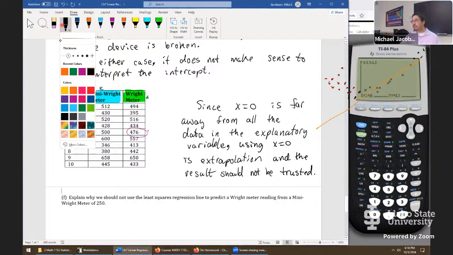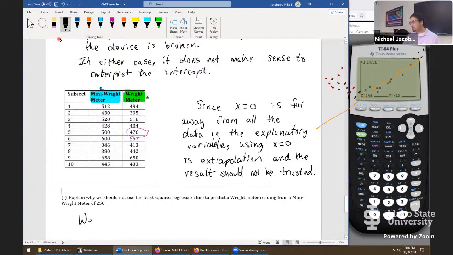Let's say here, just for our official answer, we should not use x equals 250, since this is extrapolation. What we prefer is interpolation.